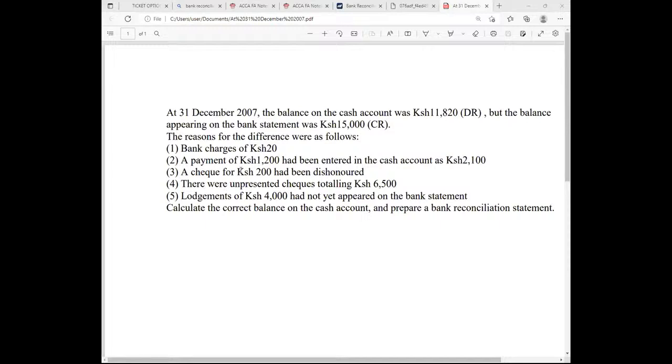And then, ladies and gentlemen, we got the next one. We have a payment of Kenya shillings 1,200 that had been entered in the cash account as 2,100. So there are two ways here.